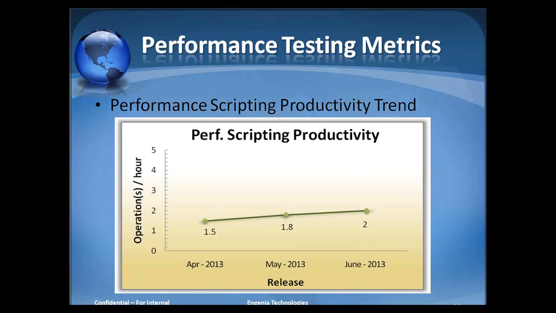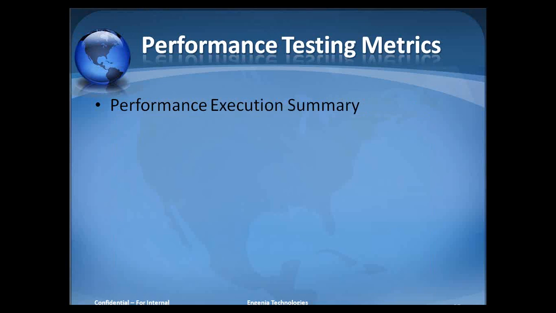We can also have this trend analysis, wherein in the current month it is 2. However, in the previous month it was 1.8, and then in April it was 1.5. So we can have this kind of analysis by using this particular figure.